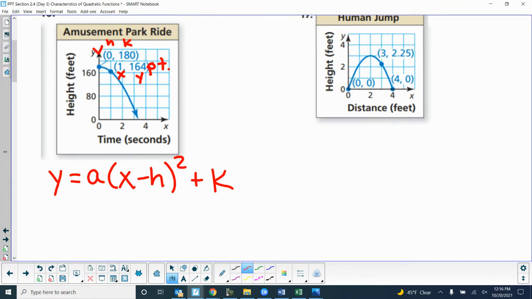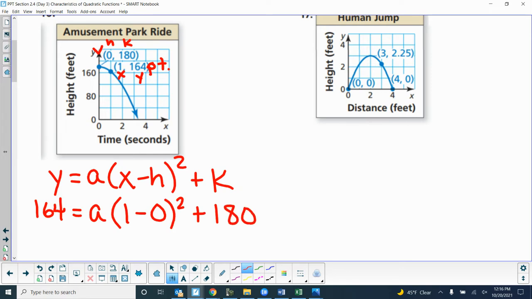Okay? Isabella, you see that? Vertex is the HK. The point it passes through is the XY. So the Y was 164. And we got to figure out the A so we can write the equation. The X is 1. The H is 0. And the K is 180. If that was a negative 180, then we put minus 180 for the K. All right? If that was a negative, well, it's 0, so we can't really have a negative 0. But if that was like a negative 2 there for the vertex, then this would be 1 plus 2, right? Minus a negative.